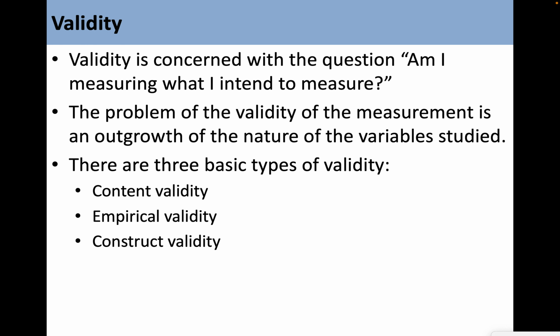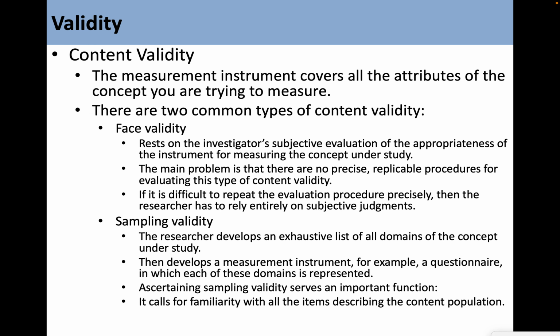Validity. Validity is concerned with the question, am I measuring what I intend to measure? The problem of the validity of the measurement is an outgrowth of the nature of the variables studied. There are three basic types of validity: content validity, empirical validity, and construct validity. Content validity, the measurement instrument covers all the attributes of the concept that you're trying to measure. There are two common types of content validity: face validity and sampling validity. Face validity rests on the investigator's subjective evaluation of the appropriateness of the instrument for measuring the concept under study.